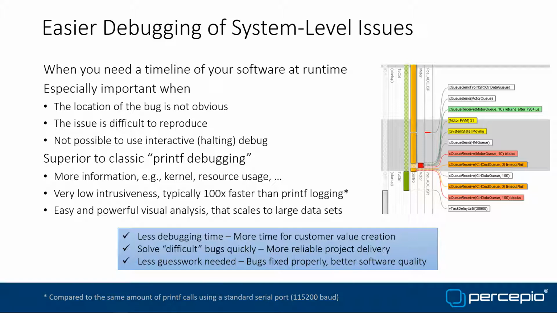This means less debugging time and more time available for customer value creation. And with better ability to solve complicated bugs, you reduce the risk of project delays or having to work 100 hours per week to make the deadline. Finally, better insight during debugging means less guesswork involved, which is likely to improve software quality as the bugs are fixed properly.